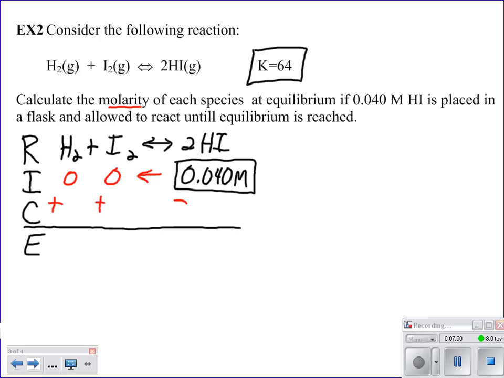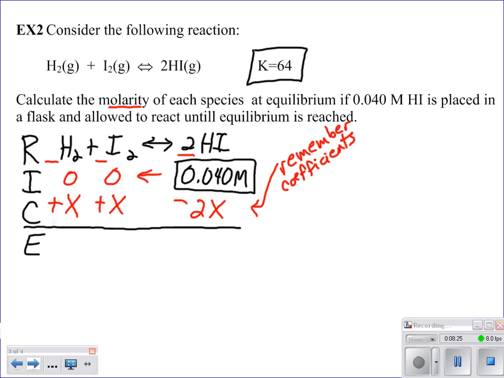But we don't have any other values. We've got a K value, but we can't use that yet. So this is going to be when we have to use some x's in our change, and we're going to have to solve for x. But again, don't forget about coefficients. That's where it's going to come into play, at your change. When I look at my balanced equation, I have a 1 and a 2. So what that means is that this has to be a 2x, and these have to be x's right there.